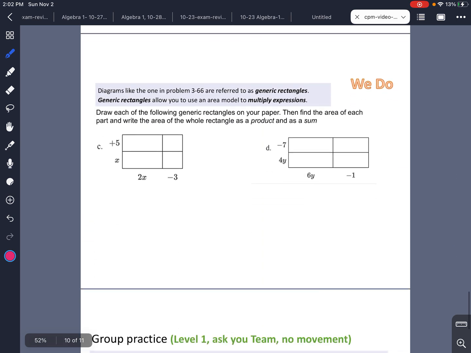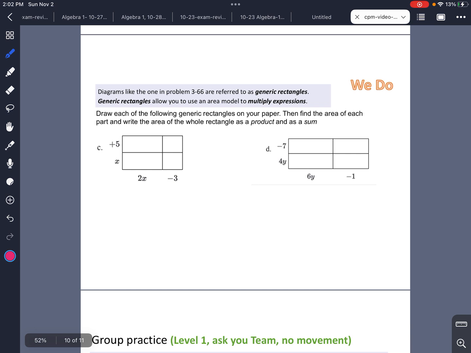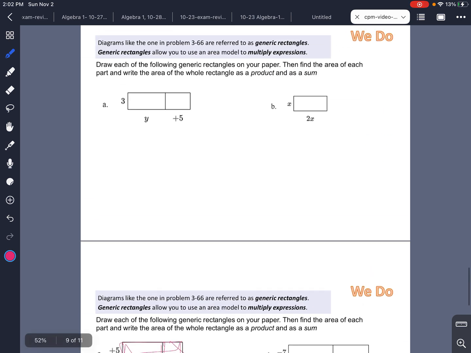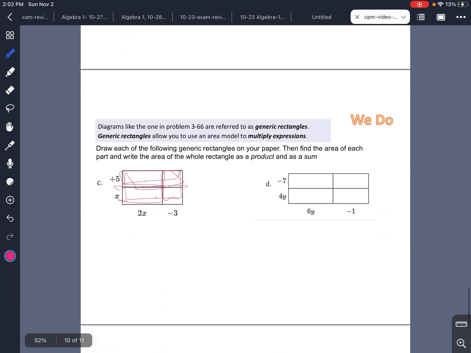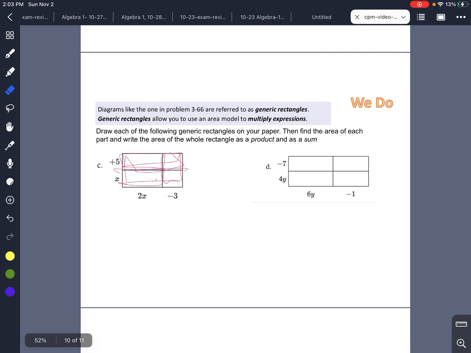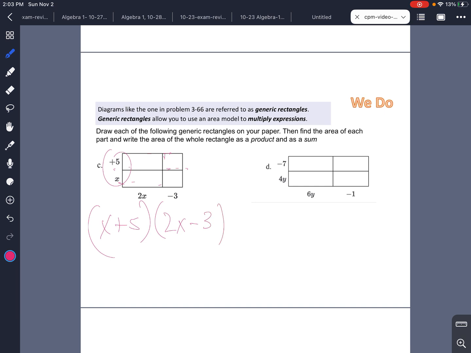Actually, I want to skip to these. Now, these are a little different, but same idea. So now I have 2 sets of rectangles, right? I got 1, 2, 3, 4. Here, I only had 2, right? So you say, well, wait a minute, what does that expression look like? Well, that expression looks like this. X plus 5 times 2x minus 3. That's what that looks like.